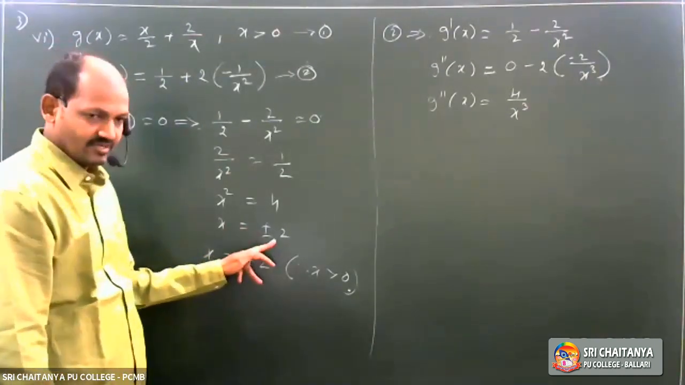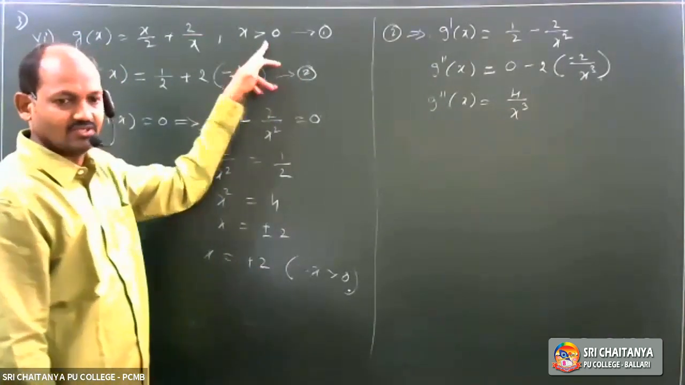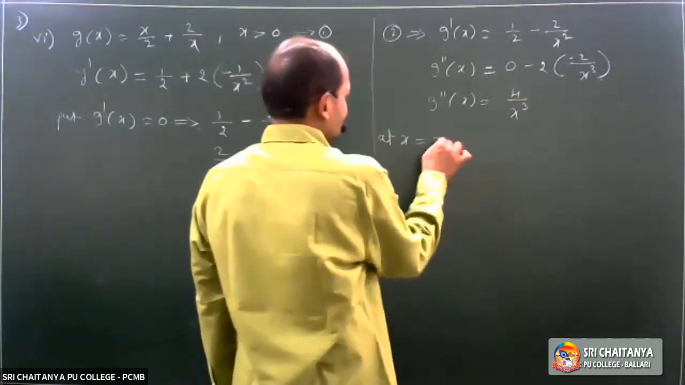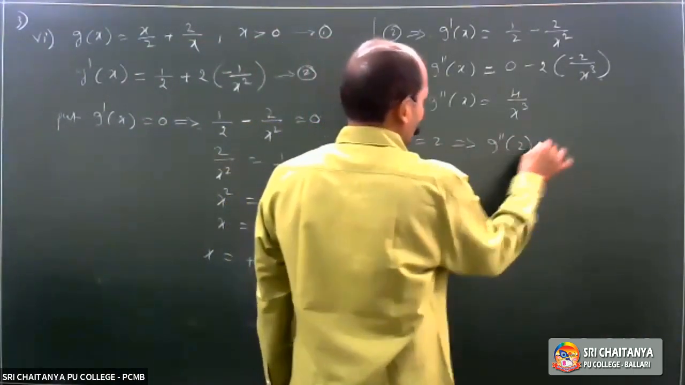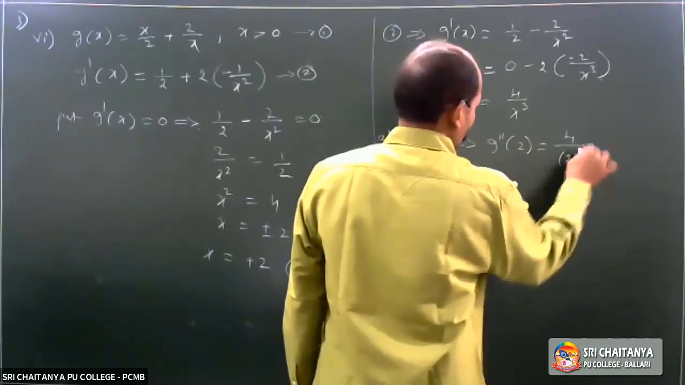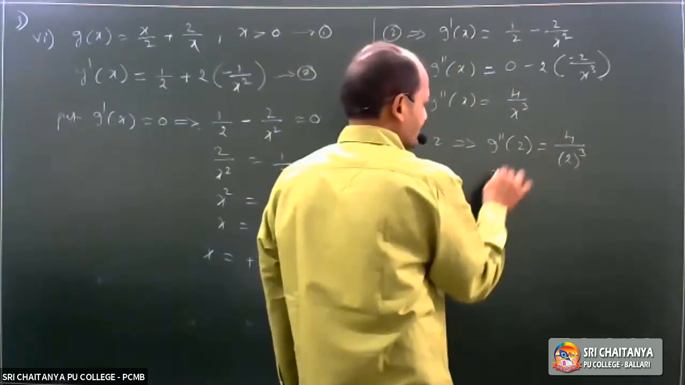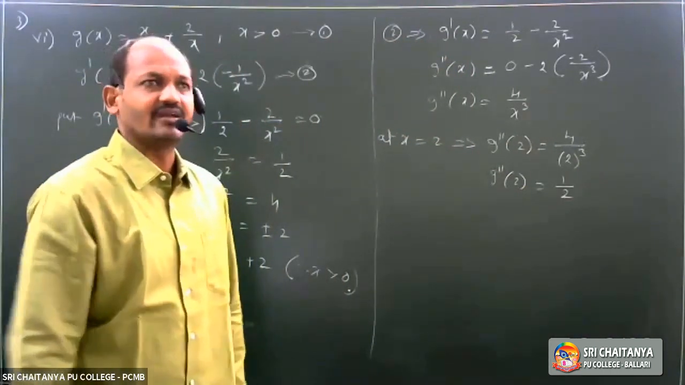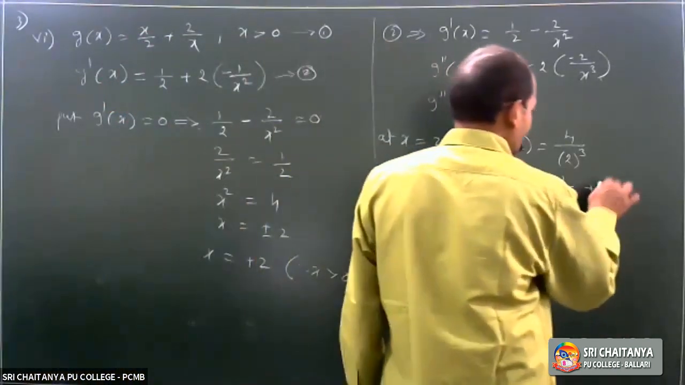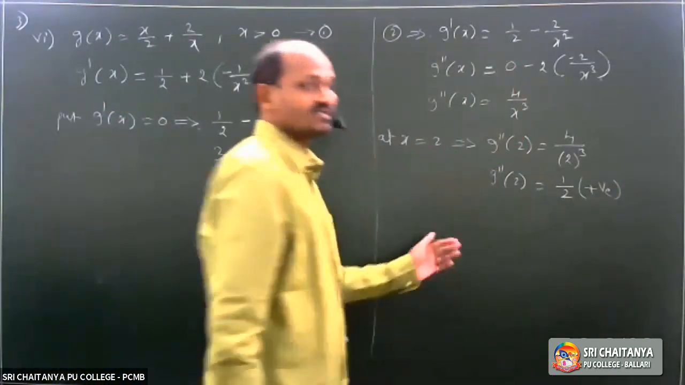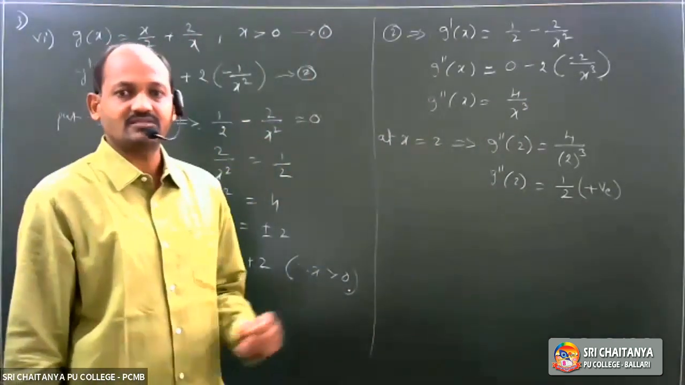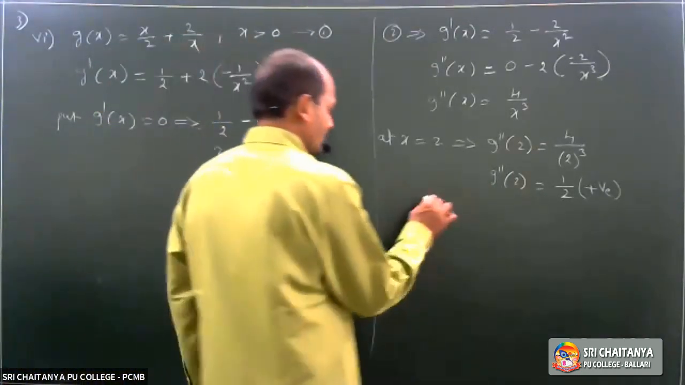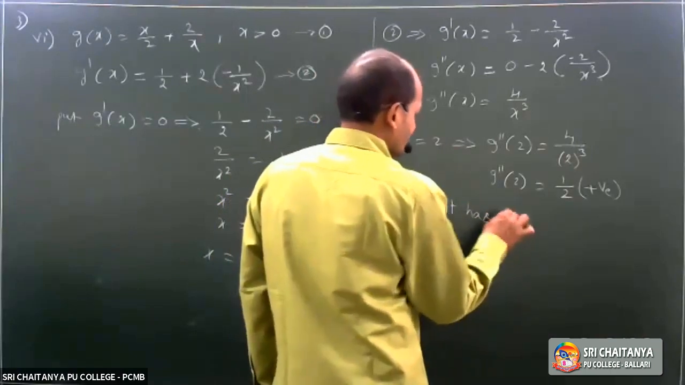Actually here we get plus or minus 2, but given condition it is greater than 0, so x equal to plus 2 only. Now at x equal to 2, the second order derivative is 4 divided by 2 power 3, that is 4 by 8, that means 1 by 2. This 1 by 2 is greater than 0, positive. Positive means it has a minimum. Second derivative positive, so minimum; negative means maximum. So it has a minimum.